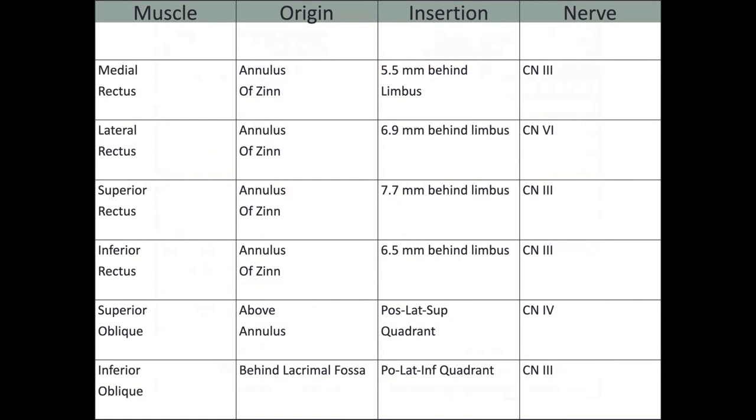The innervation of the medial rectus is the 3rd cranial nerve, lateral the 6th, superior rectus, inferior rectus, and inferior oblique are also the 3rd cranial nerve, and the superior oblique is the 4th cranial nerve, lateral rectus the 6th cranial nerve.